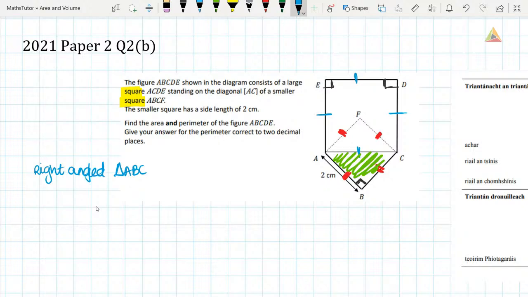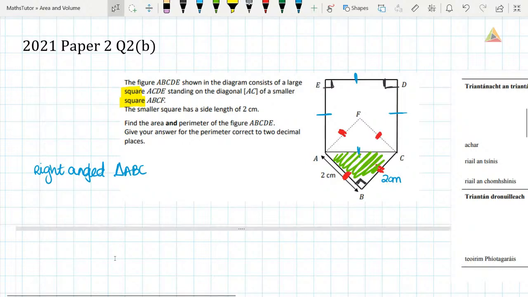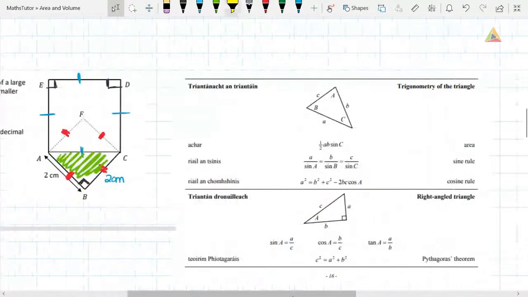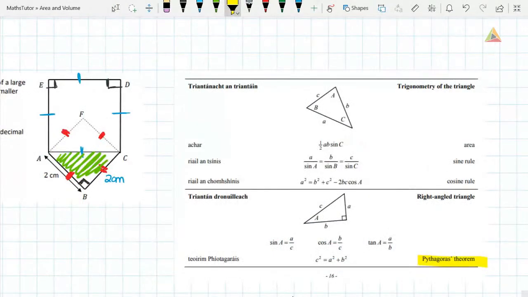So when we have a right angled triangle, and I know two sides of it because I know the length of AB is 2 centimeters and the length of BC is going to match that at 2 centimeters, I'm going to use Pythagoras Theorem to work out the third side. So Pythagoras Theorem, this is on page 16 of our tables. And down at the end here, we see Pythagoras Theorem says C squared is equal to A squared plus B squared.